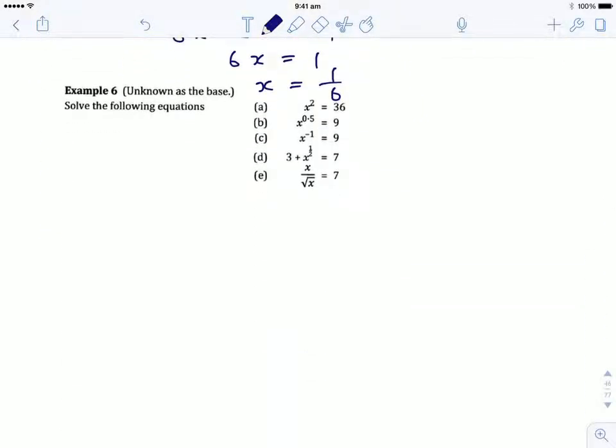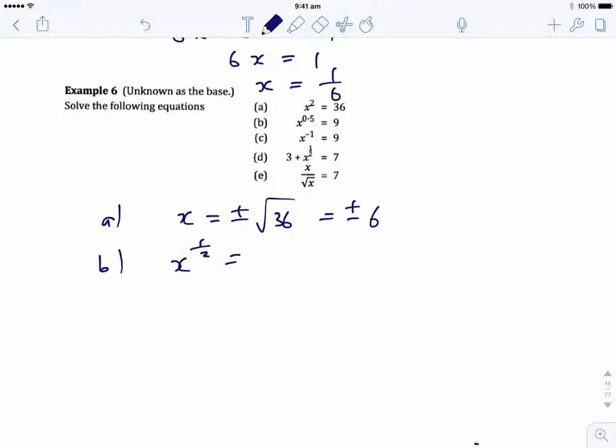Okay, in the next ones here, the bases are unknown. Now these are less common kind of questions for this, but I'm going to deal with these in some other questions as well. We know how to do part A. x squared is 36. So x is plus or minus the square root of 36. Plus or minus 6.